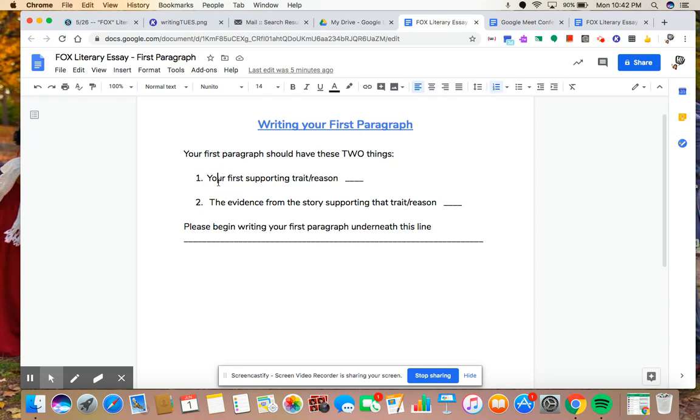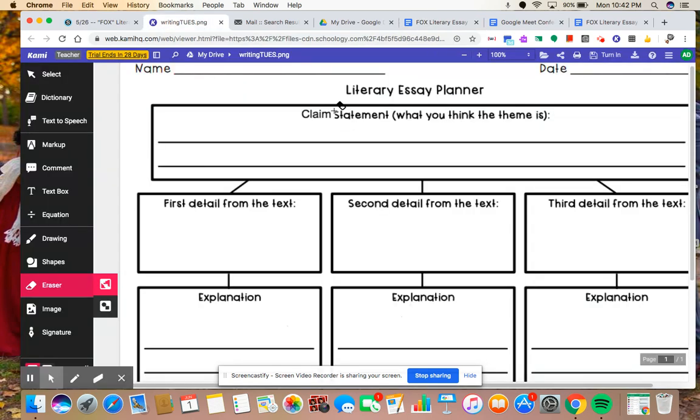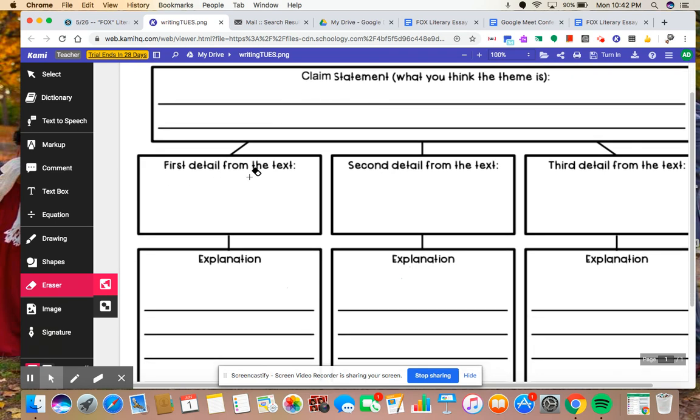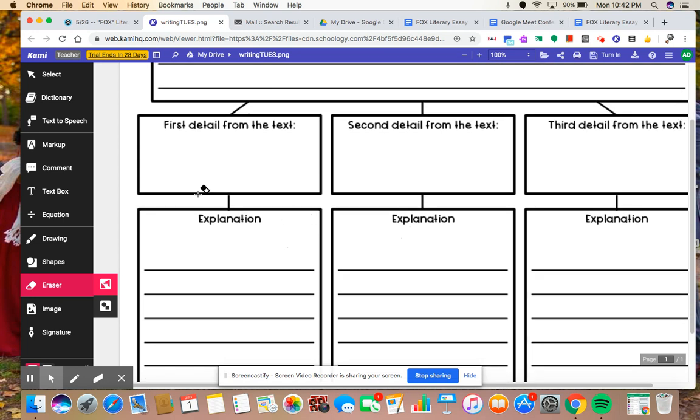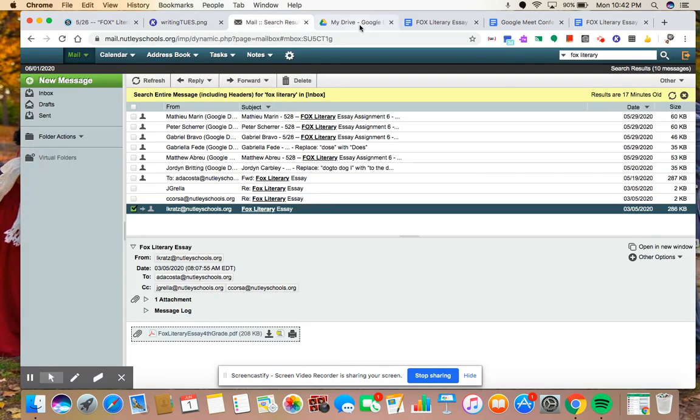Now, for these two things, your first supporting trait / reason and the evidence from the story, you're not just pulling them out of nowhere, okay? What you need to do is go back to your literary essay planner. The reason why we do these is because it helps you write your literary essay before you even start writing it. So it has all of the information. Mine is blank, obviously, but it has all of the information, and then you just plug it into your literary essay, okay?